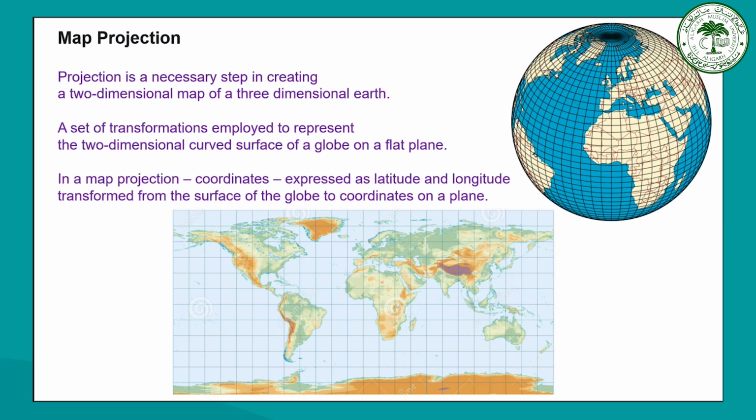So map projection is a necessary step in creating a two-dimensional map of a three-dimensional spherical Earth. A set of transformations is employed to represent the two-dimensional curved surface of a globe on a flat plane. In a map projection, we require coordinates. We are splitting the whole of the Earth into certain grids, and these are known as the coordinates. So it can be latitude, the horizontal lines, and longitude, which are the vertical lines. So they form a grid and they are spread all over the globe, transforming the surface of the globe to coordinates on a flat plane.